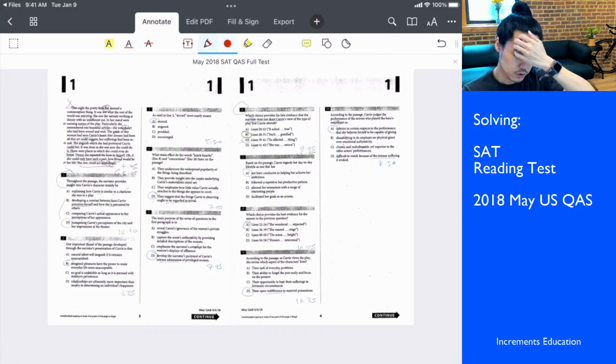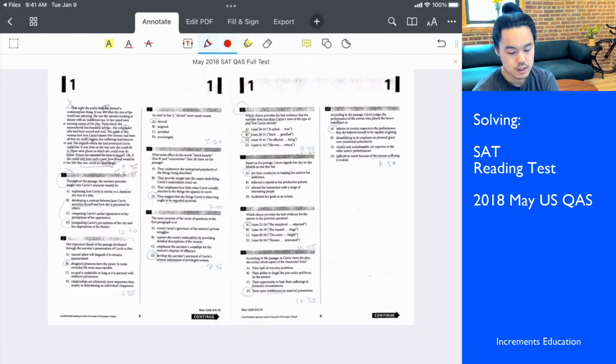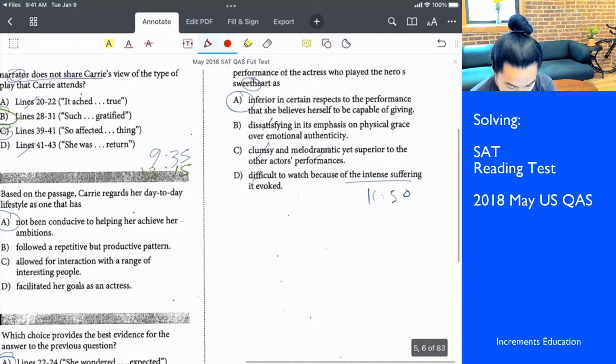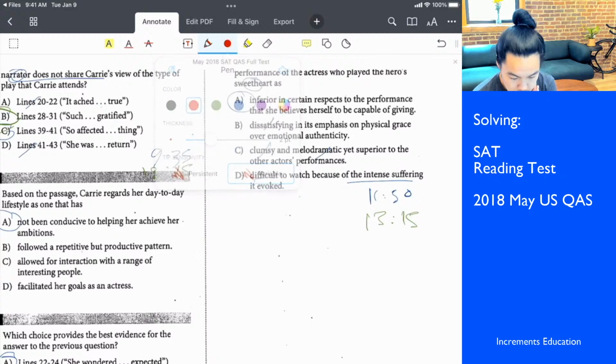Okay, now let's get into the questions themselves. So what am I going to say? Let's score them. I'm not happy about it, but let's score it. I didn't write my final time, so let me write my final time over here. 13:15. Okay, and we're going to scoring.